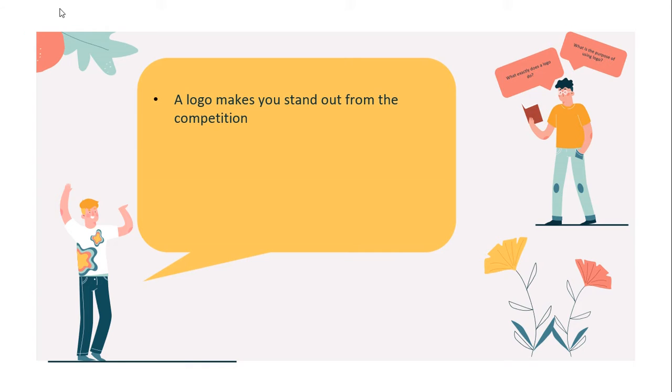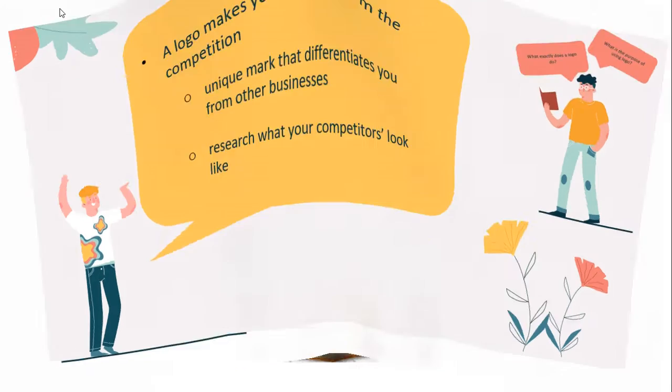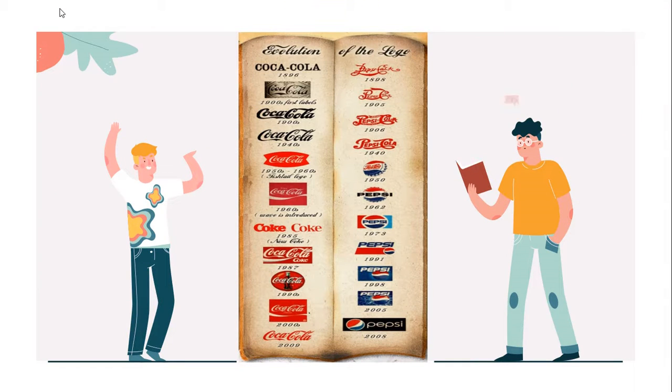A logo makes you stand out from the competition. Perhaps the most fundamental function of a logo is giving the business a unique mark that differentiates them from other businesses, which 99.9% of them do. Before you design a logo for a business, you'll want to research what your competitors look like so you can position yourself. Here we have the logo evolution of the Coke and Pepsi brands. They keep changing their logos to stand out in each era, and it would not be wrong to say that they are the most popular non-alcoholic soft drink brands of all, in which the logo has played a vital role.